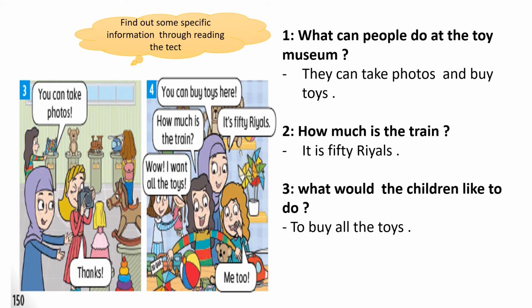After reading this part, let me test your understanding by asking you some more comprehension questions. Question number one, what can people do at the toy museum? The answer is they can take photo and buy toys. Question number two, how much is the train? Yes, it is 50 reals. What would the children like to do? The answer is they like to buy all the toys.